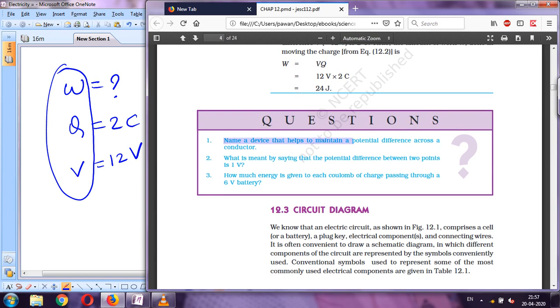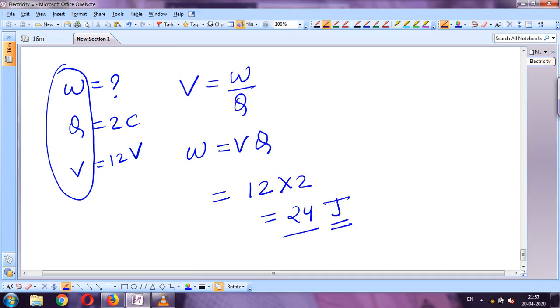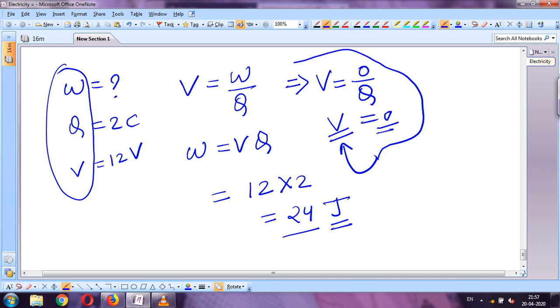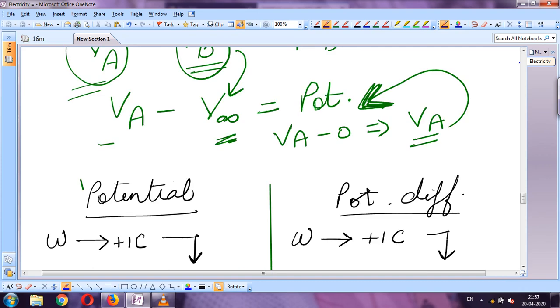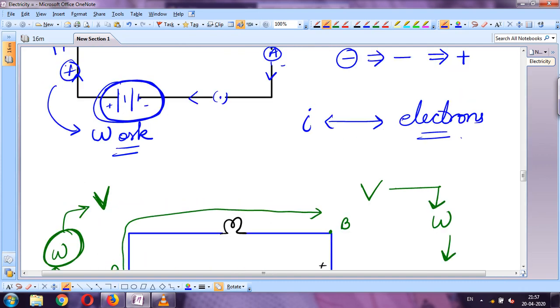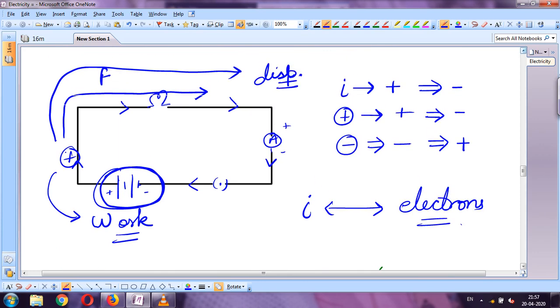After this you have one exercise. What is this exercise? Name a device that helps to maintain a potential difference across a conductor. Now, children, in this formula only you see, if work will be 0, then what will be the potential difference? Potential difference will also be 0. That means to maintain potential difference, what is important? Work is important. And who was doing this work?